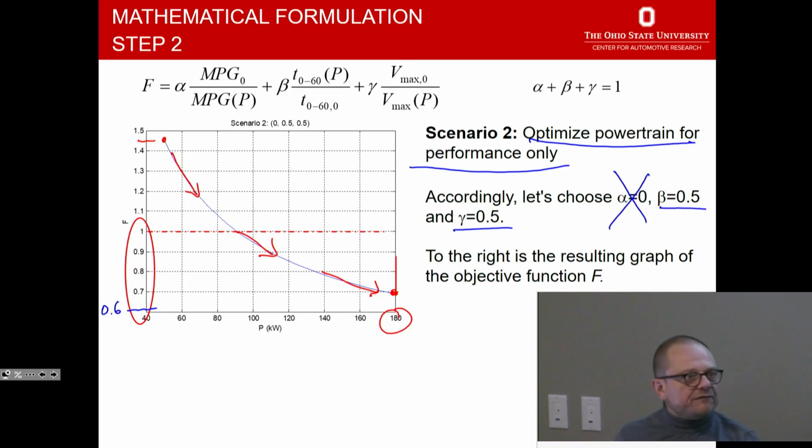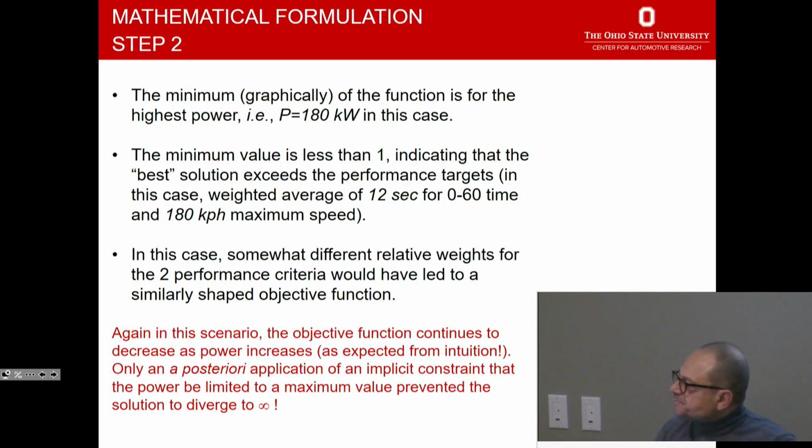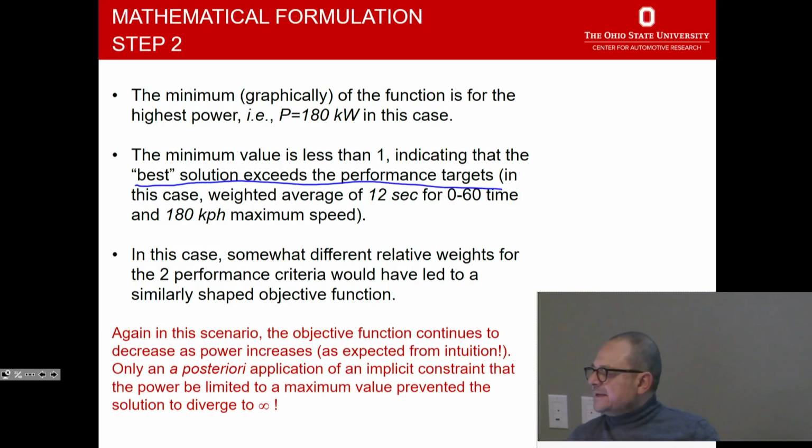So here you have two different cases in which my performance objective, 0 to 60 of 12 seconds, and top speed of whatever we said, 180 kilometers an hour, those were eminently achievable with the powertrains I had available, okay? And that's demonstrated by the fact that I have 0.6 here. So again, this time, the best solution exceeds the performance target. We should be able to do a lot better than 12 seconds and 180 kilometers per hour.